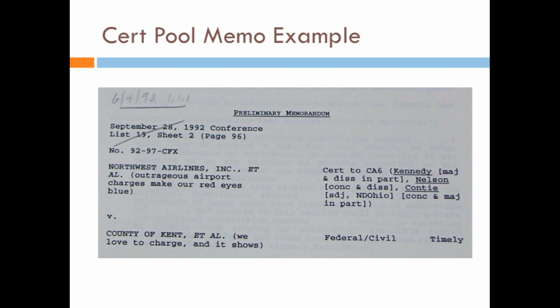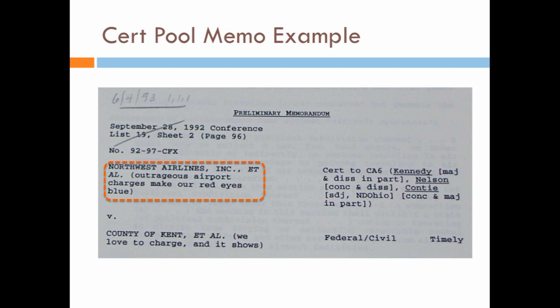Here's the top of a memo from a case in 1992 concerning bargaining power over private airlines and public airport proprietors. So in this particular case, it's Northwest Airlines and Kent County International Airport, which is now known as the Gerald R. Ford International Airport in Grand Rapids, Michigan, obviously.